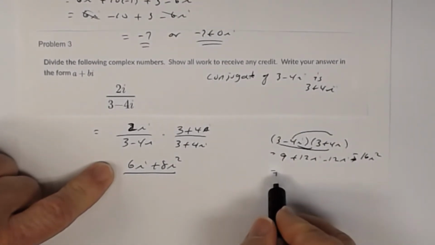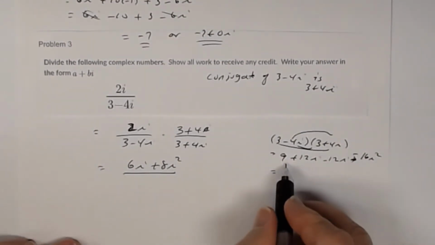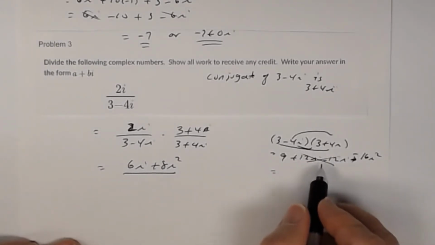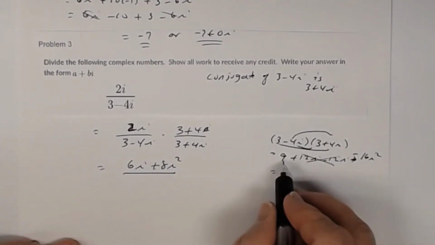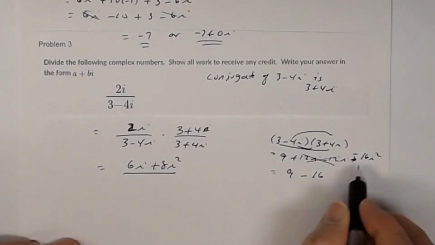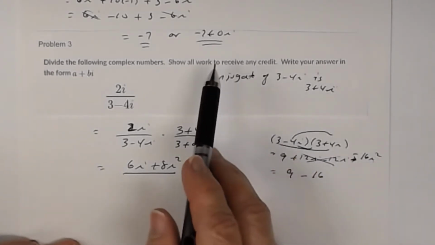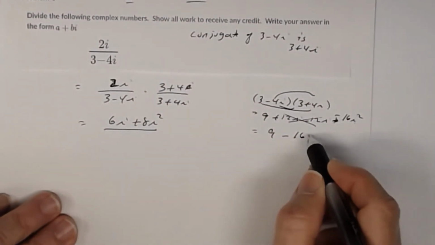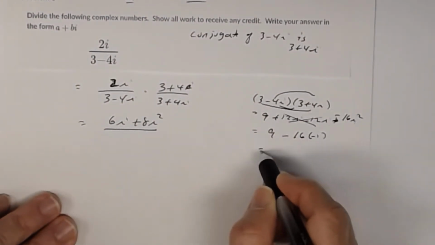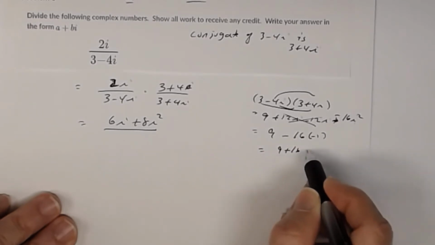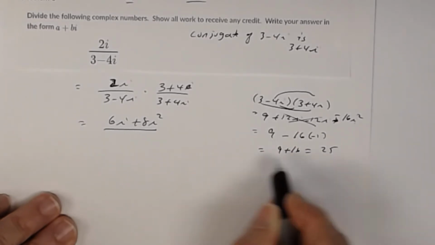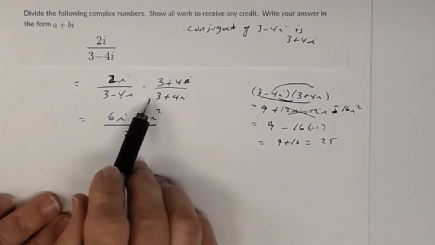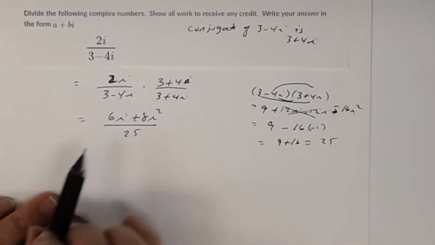And so what you have now is this. The outer and the inner cancel out because 12i minus 12i is 0. But that's what you have. You have 9 minus 16i squared. Remember, i squared we saw earlier was negative 1. So I'm going to write this as negative 16 times negative 1, which becomes 9 plus 16, which equals 25. So that's your denominator. So 3 minus 4i times 3 plus 4i is 25.